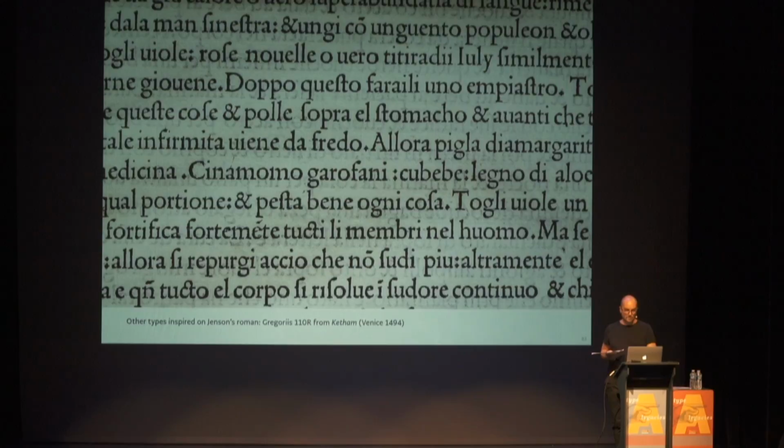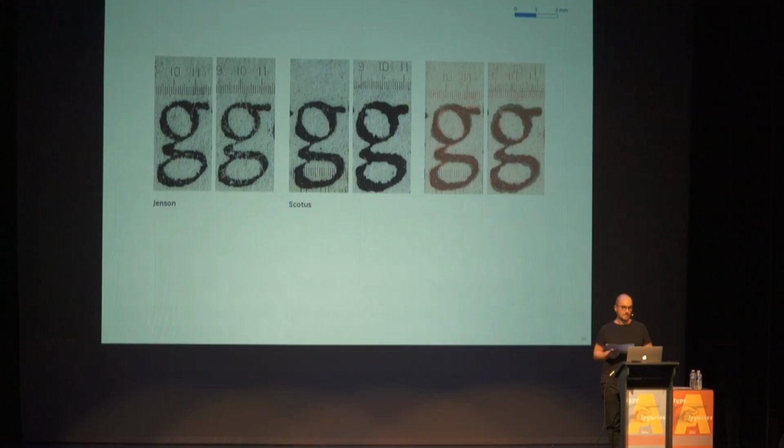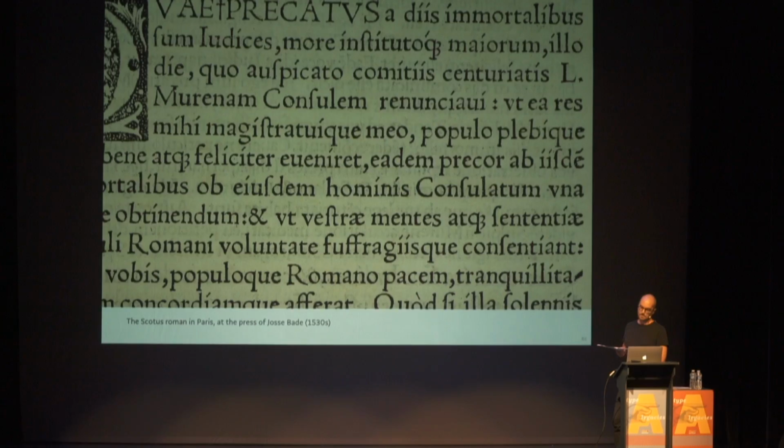Like this type, used by the De Gregoris brothers from the 1490s for the next 20-30 years. And especially this type, which they called the Scotus Roman because the first known printer who used it was Octavianus Scotus in Venice in 1481. This Roman was the most popular Roman type in the Renaissance, because it was used for more than 100 years by more than 115 printing offices all over Europe. And the similarity to Jenson in the lowercase is peculiar. This is the Scotus Roman used in Paris in the 1530s.